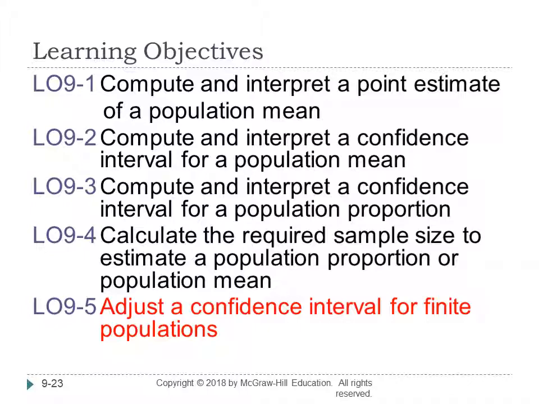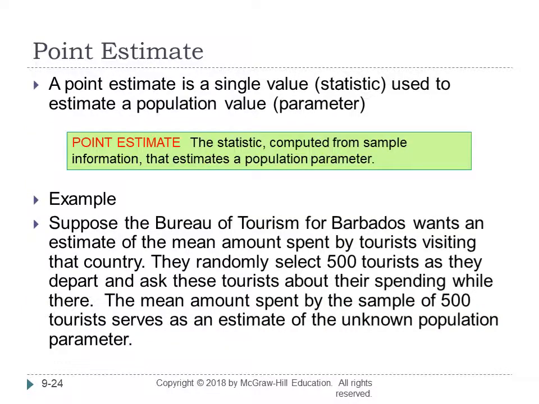And the final point, 4, we want to calculate the required sample size to estimate a population proportion or population mean. There is a formula we can use to calculate the size of the sample that we need, and that would be the last thing we'll do. Let's start with a point estimate.